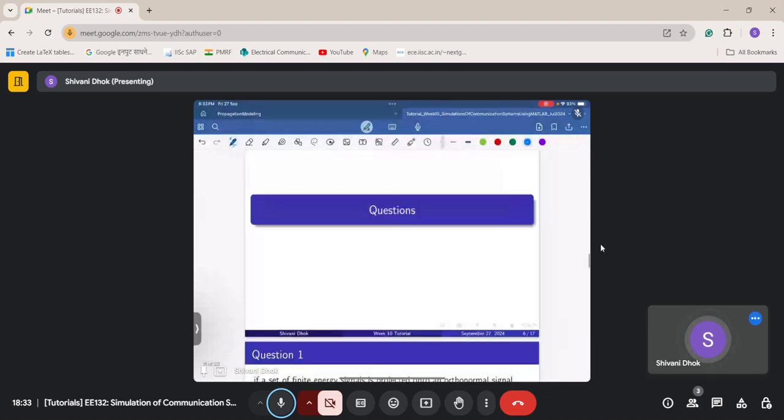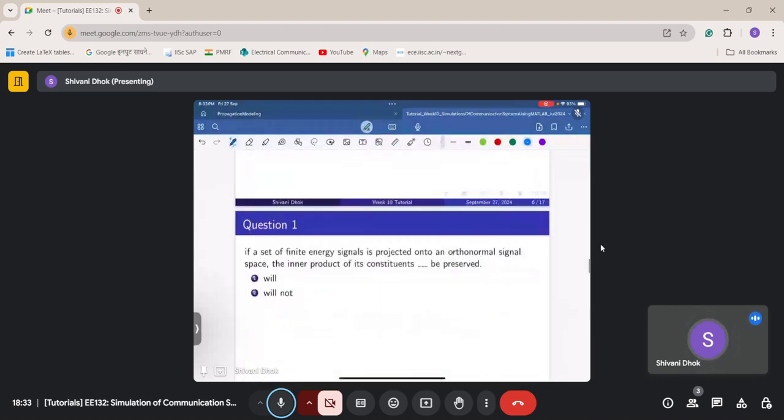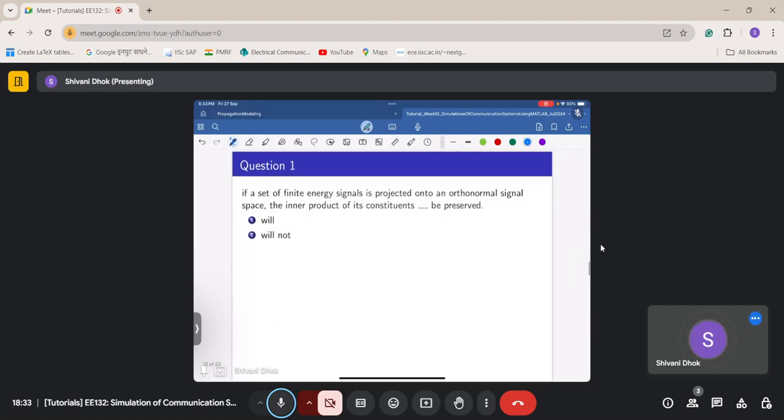Okay, if there are no further questions, I'll start with question 1 of today. Question 1 says that if a set of finite energy signals is projected onto an orthonormal signal space, the inner product of its constituents dash be preserved, and the options are will be or will not be.